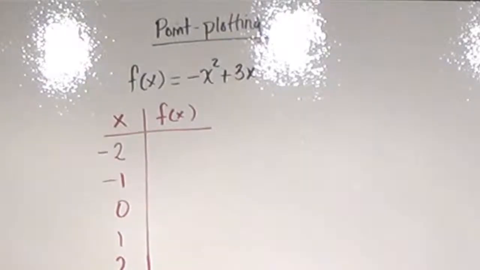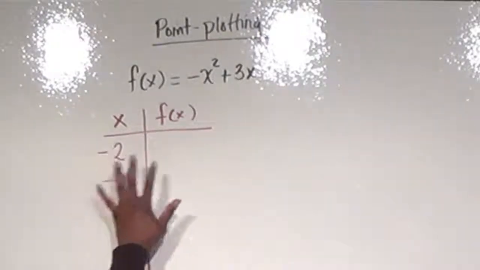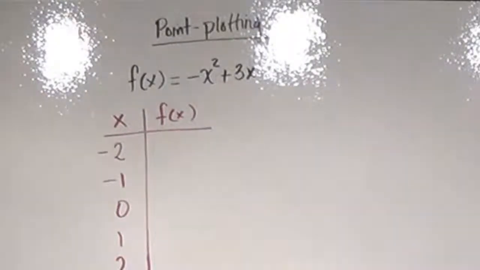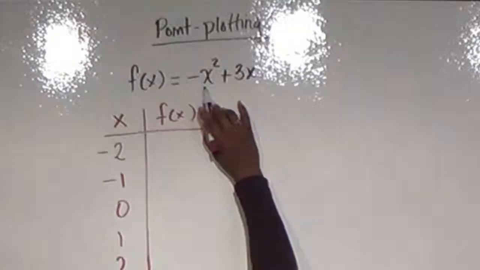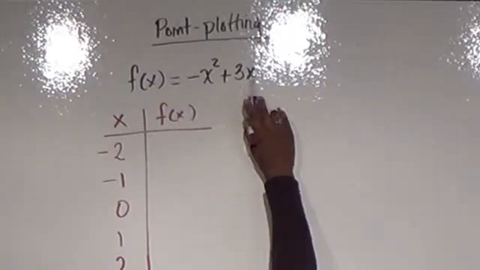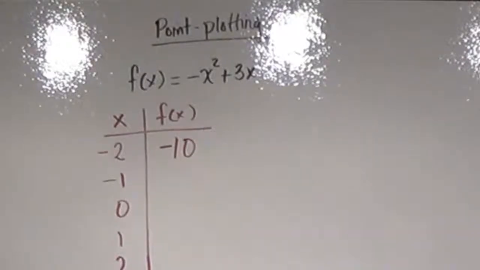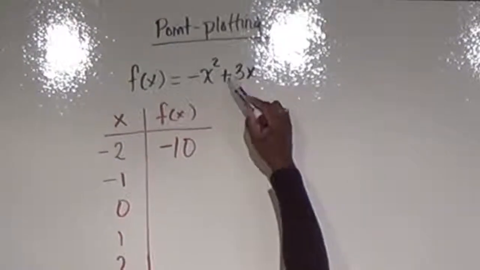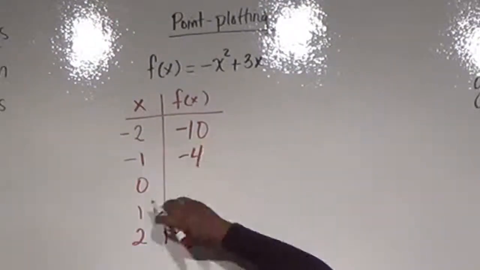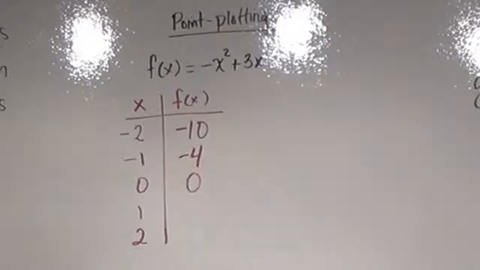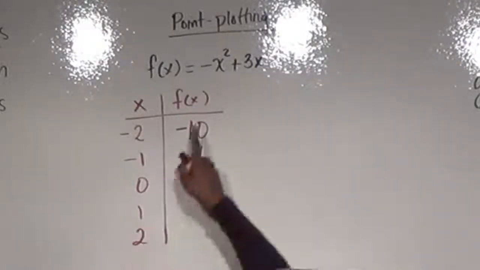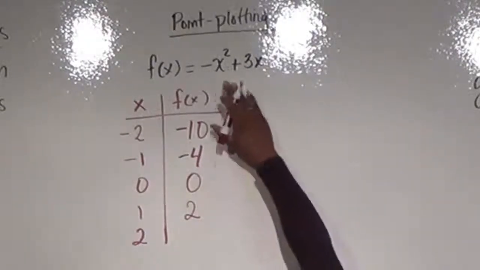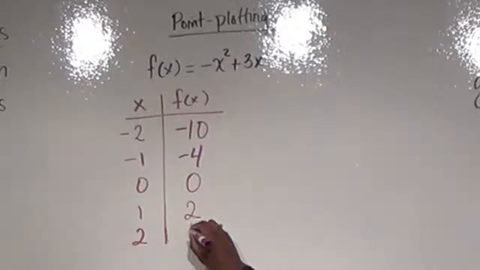Here, I'm going to take every x value, plug it into my function, and find out what the range value is. If I plug in -2, I get -4 minus 6, which is -10. At -1, plugging that in, I get -1 minus 3. At 0, that's going to be 0. At 1, I get -1 plus 3. And at 2, I get -4 plus 6.